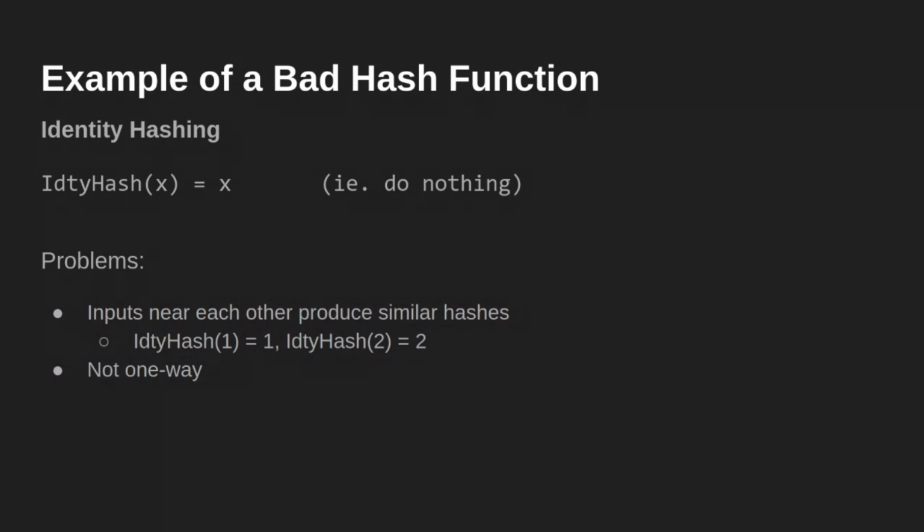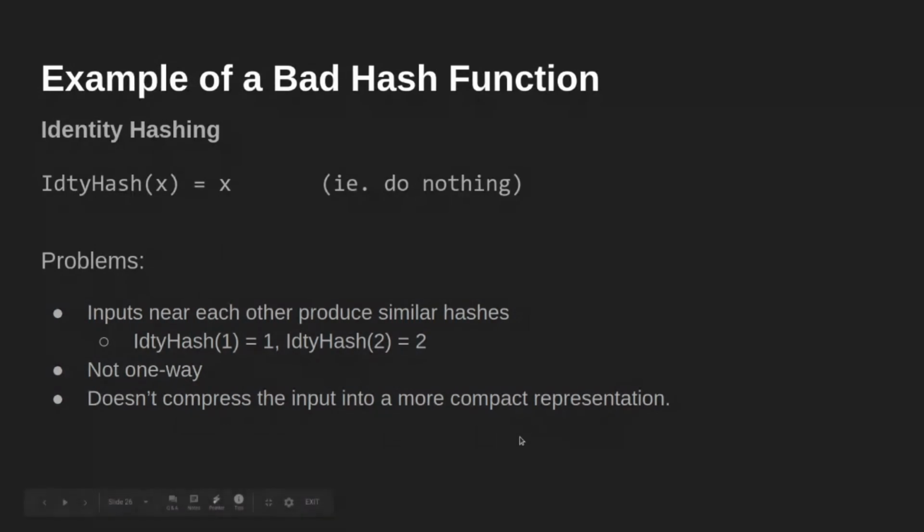The second problem with the identity hash is that it's not one way, because since we do nothing to the input, with the output we can find the input. Like with 1, it's obvious that the input is 1. And the third problem is that this hash function doesn't compress the input into a more compact representation. Sometimes hash functions are used to give unique identifiers for things that would be too large to store. This just doesn't do any compression. If you had identity hash of 1 trillion, the output would be 1 trillion.